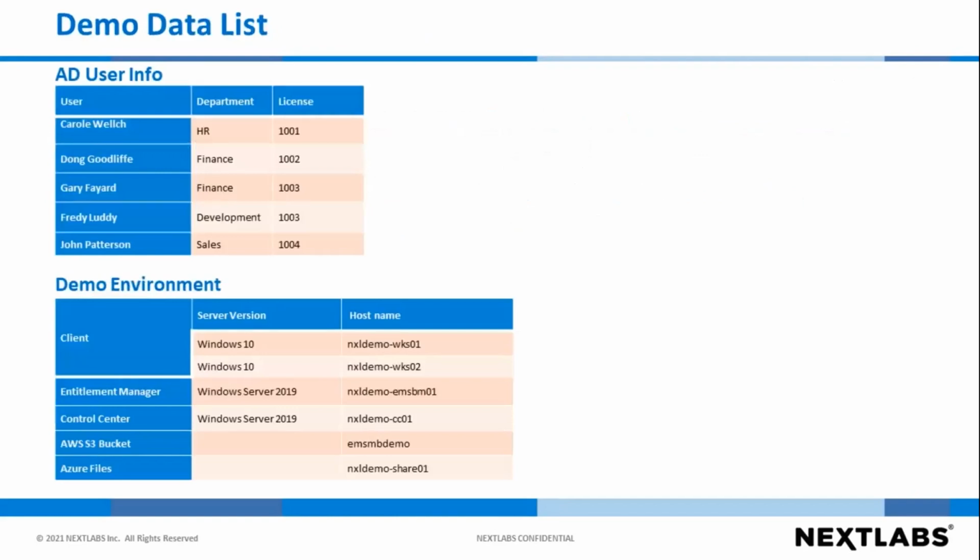Here's a list of our Active Directory users and their department and license attributes. Our demo environment consists of 2 Windows 10 workstations, 2 Windows 2019 servers, an AWS S3 bucket, and Azure File Store.